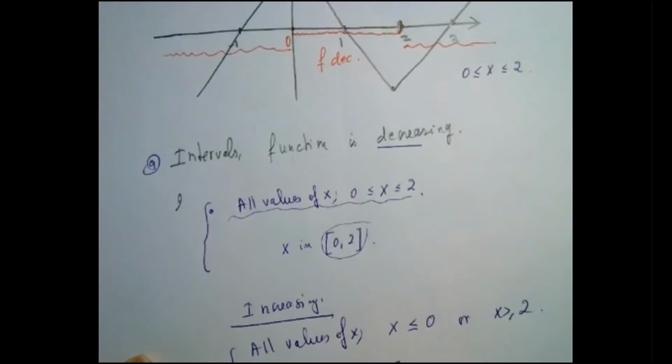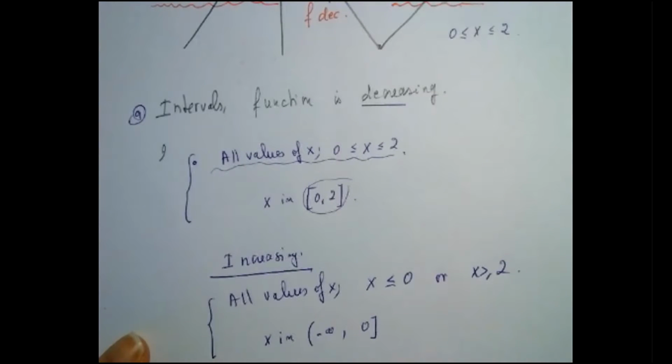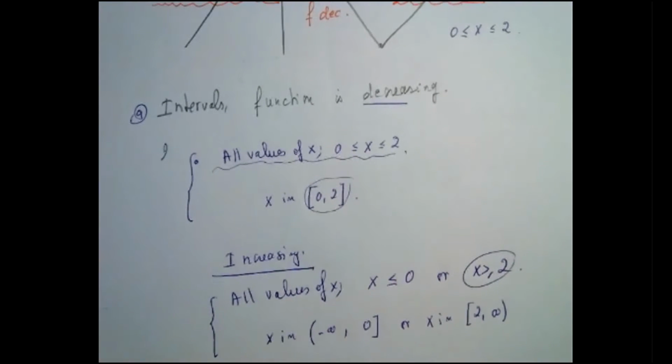Everything below, you write minus infinity to 0. Or if you want to say x bigger than 2, we write x in the interval from 2 to infinity. So infinity is just really a symbol to tell you everything above 2. It doesn't really have a value, it's not a number. It's just a symbol to tell you, okay, it means everything after 2.